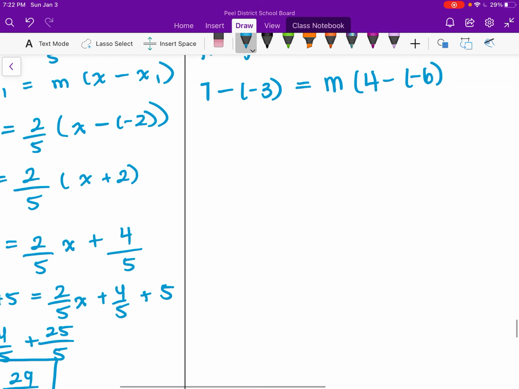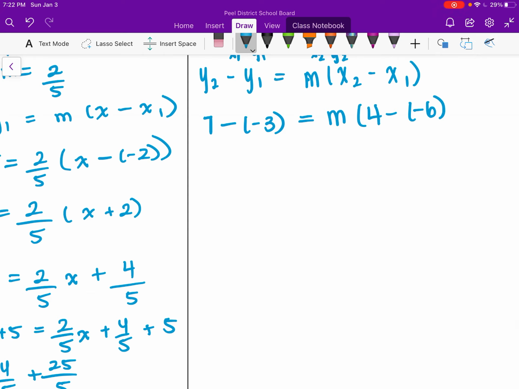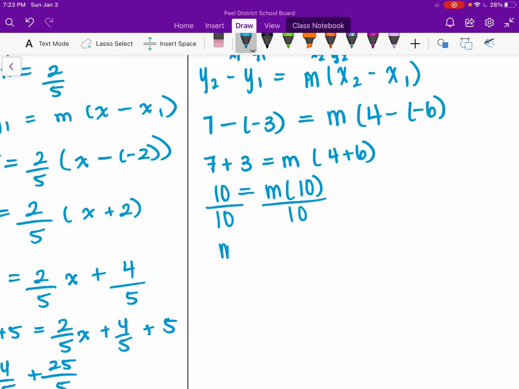Now all I need to do is isolate for m, right? So I can do 7 plus 3 equals m times 4 plus 6. 7 plus 3 is 10. 10 equals m times 10, since 4 plus 6 is also 10. Divide both sides by 10. m is equal to 1.